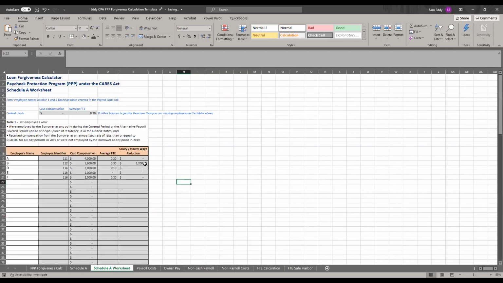Next, you're going to have your Schedule A worksheet. Now we're going to skip this worksheet and come back to it later. This kind of summarizes other tabs. So we will do the inputs towards the end of this calculation.